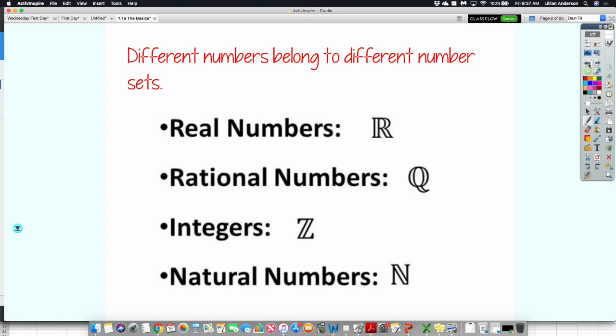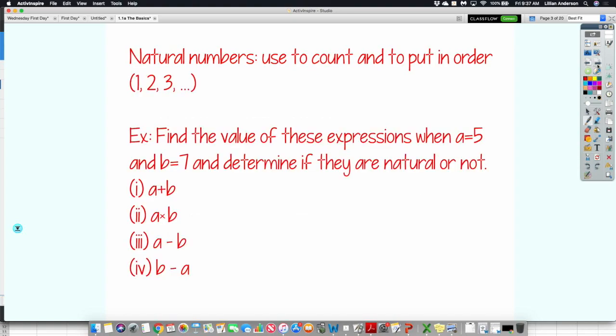We'll start with the natural numbers first. Anybody know what a natural number is? A positive whole integer. They are your counting numbers. Natural numbers are your positive whole numbers. They're used to count, put things in order. Whenever someone tells you to count off, you always start with 1, then 2, then 3, and so on and so forth. So those are your natural numbers.